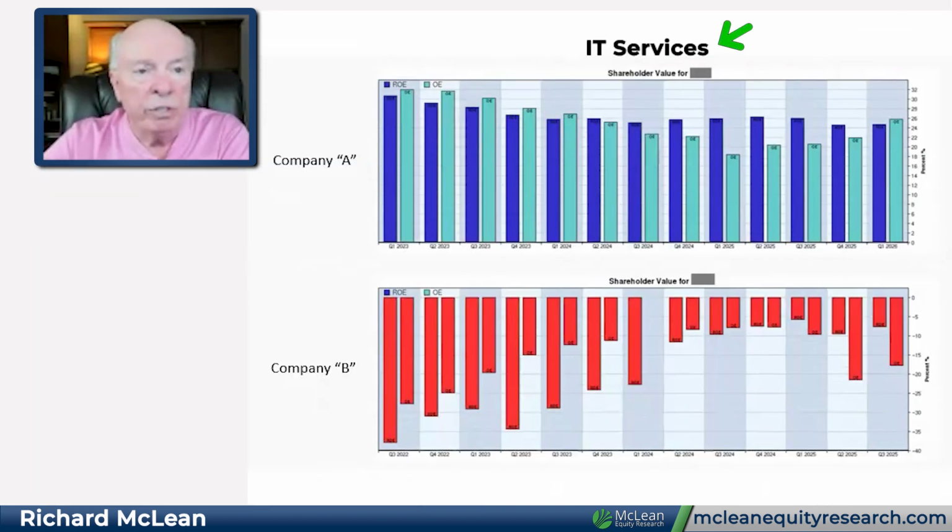Here is IT services. Now, this is kind of interesting. There are 57 companies that we follow in this industry. This company is ranked 7 out of 57. That means there are 6 companies doing better than this company. And this company looks like they're doing pretty good to me. And of course, company B is another company, but again, it is performing okay. It's not just getting wiped out.